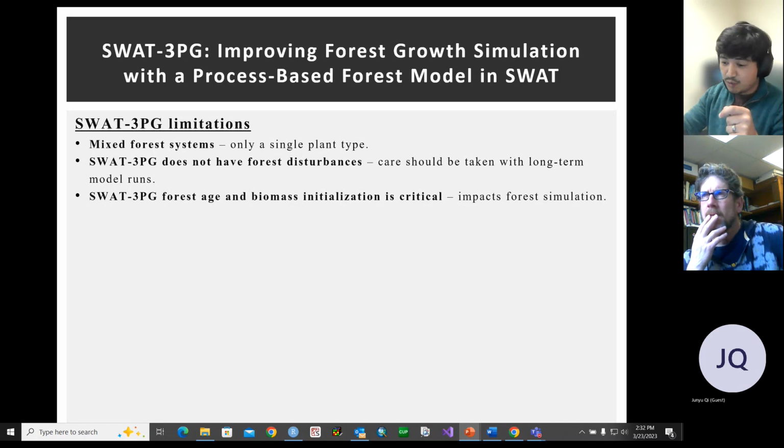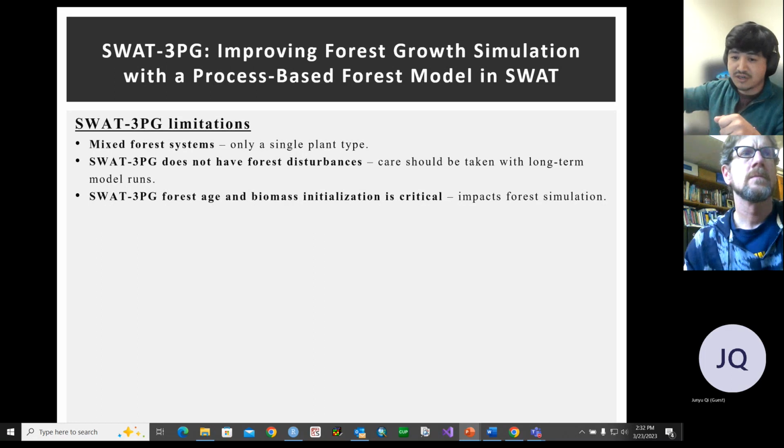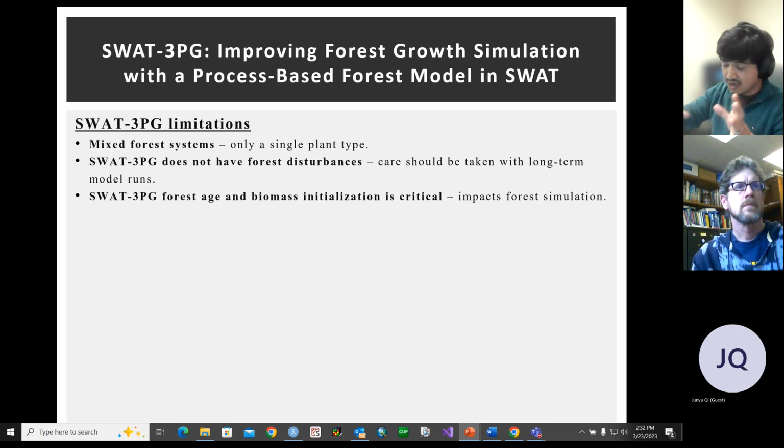The first thing is we do not have disturbances, right? So SWAT 3PG, although we plan to incorporate that in the future, right now does not have disturbances. So the forest is continuously growing. If there are disturbances, we need to make some additional model input changes to make sure that's captured. SWAT 3PG cannot simulate that right now, right?